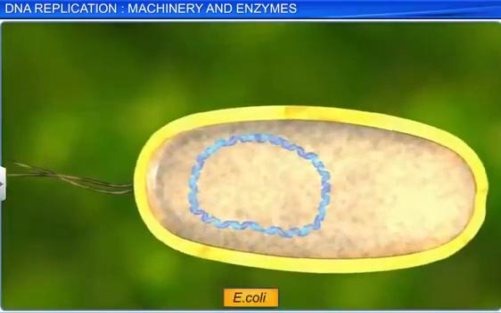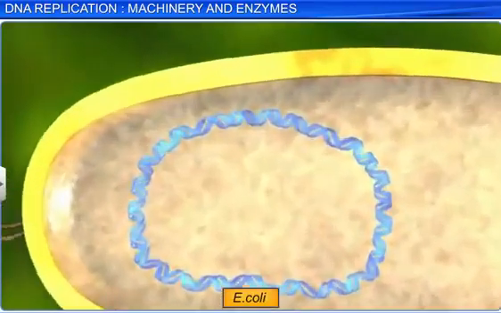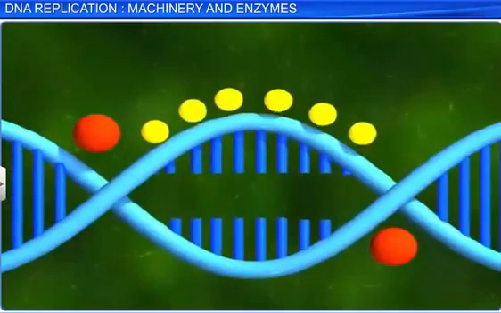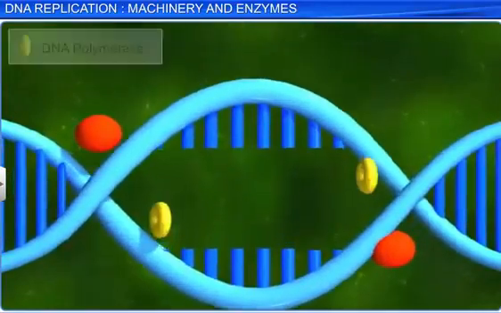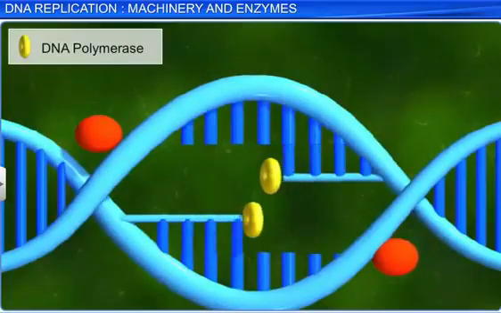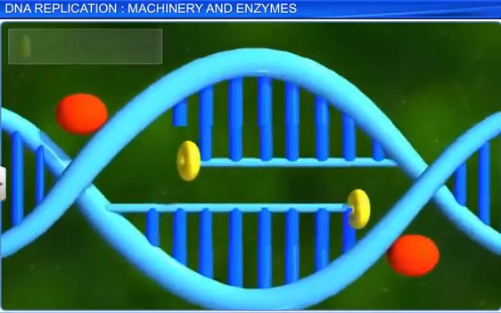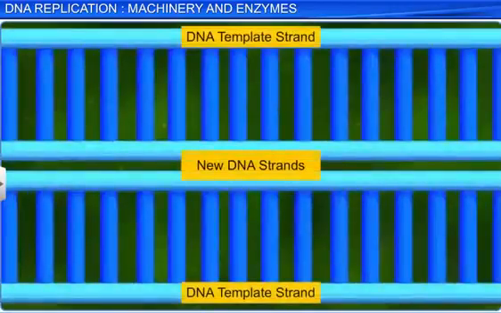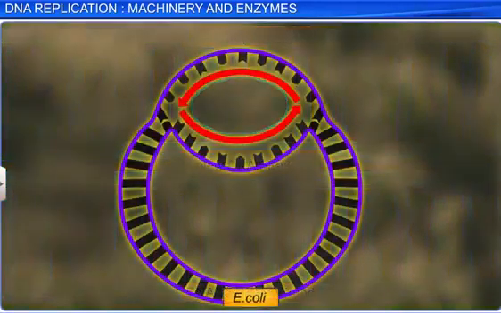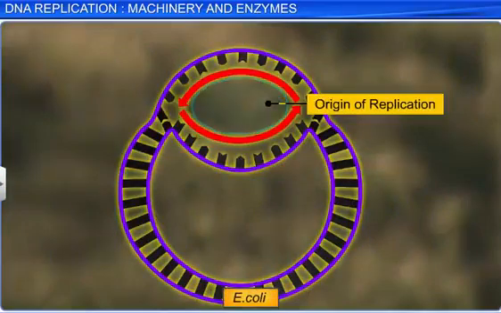In a cell, DNA replication begins at a specific point. For example, the bacterium E. coli has a definite region where the DNA replication originates. Such a region is known as the origin of replication.